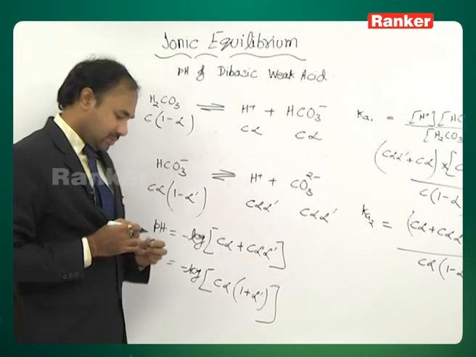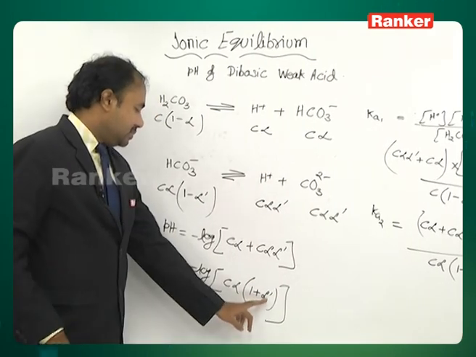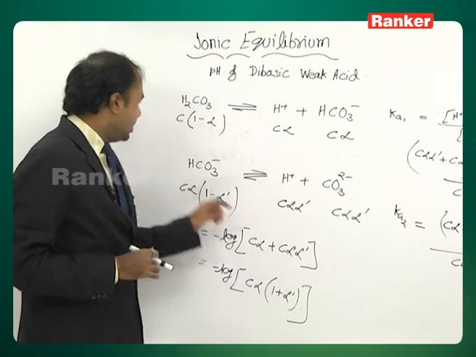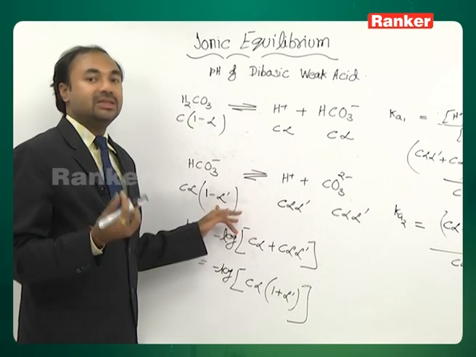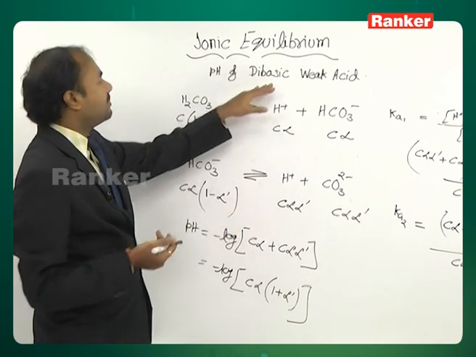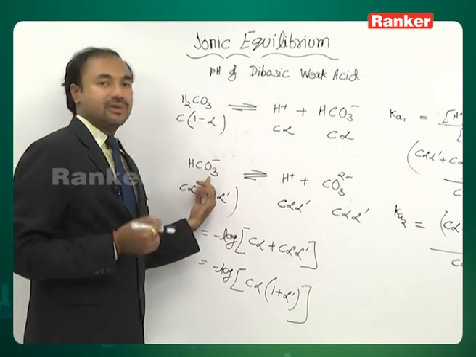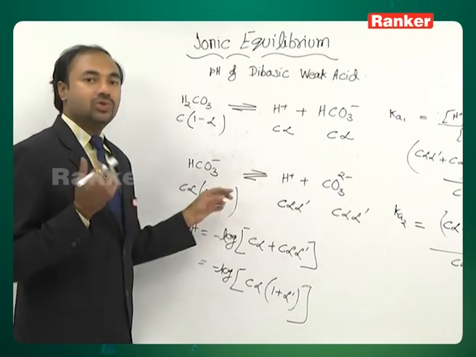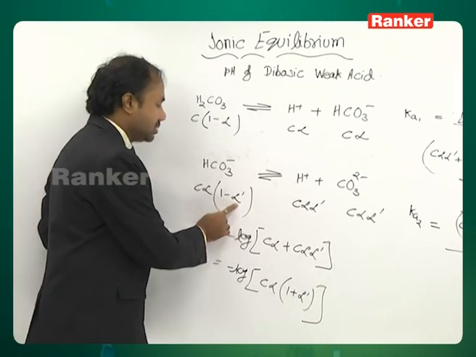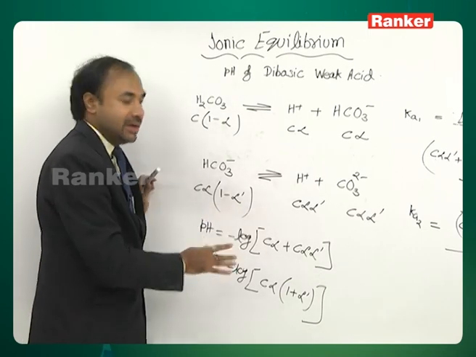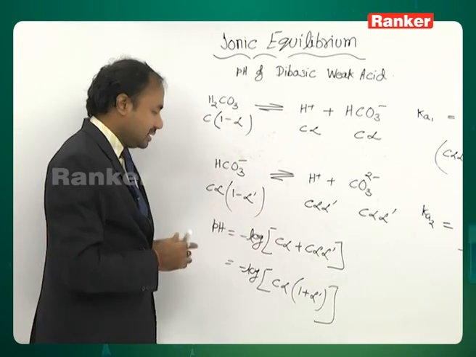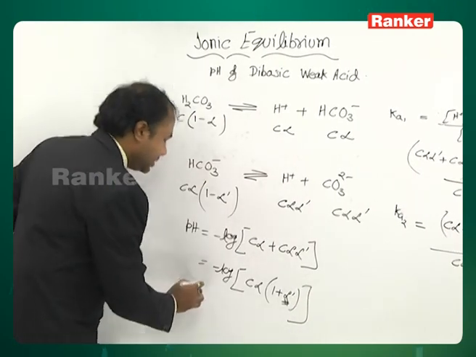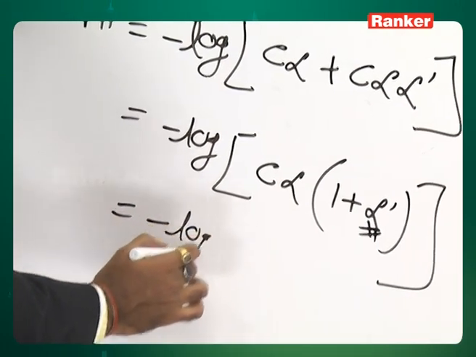Now, one small suggestion here. Usually, you can say in 95-99% of cases, the second dissociation is negligible. For weak dibasic acids, the second dissociation is negligible. Very, very little dissociation is there. So, what happens in those cases? Usually, in most cases, the second dissociation, meaning alpha dash, will be negligible as compared to 1. If we neglect alpha dash as compared to 1, we get pH equal to minus log of what? C alpha.